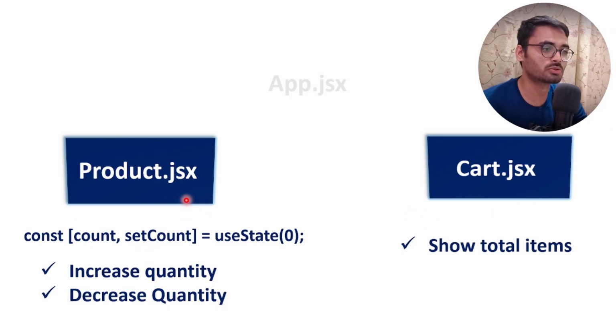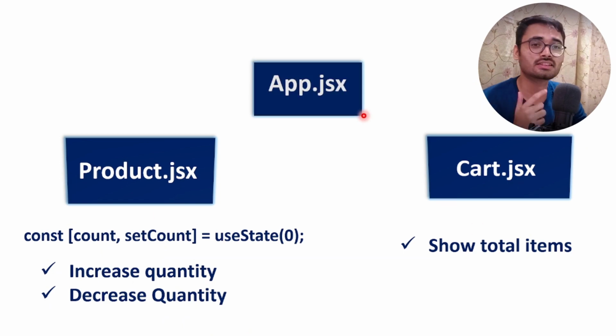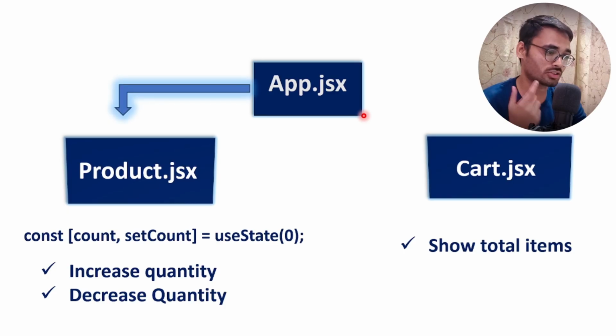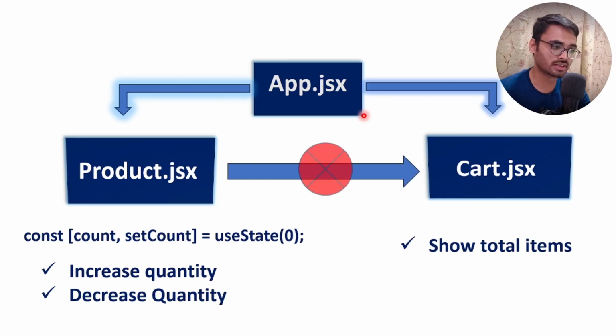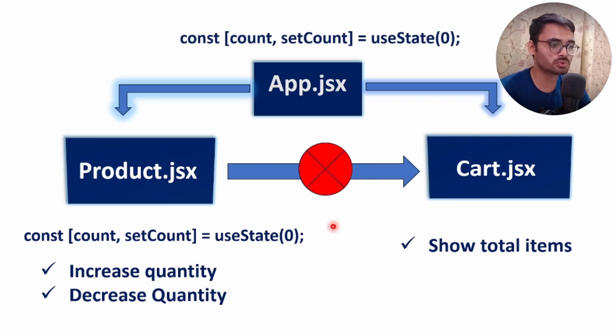It's not possible because this is a child component, and that is a child component too. Here app.jsx is the parent component, and product.jsx and card.jsx are child components. The data from product to card can't be transferred. We can't pass the count and setCount variables over here. So for this, what we can do is take this count, whatever the state was, and lift it up.